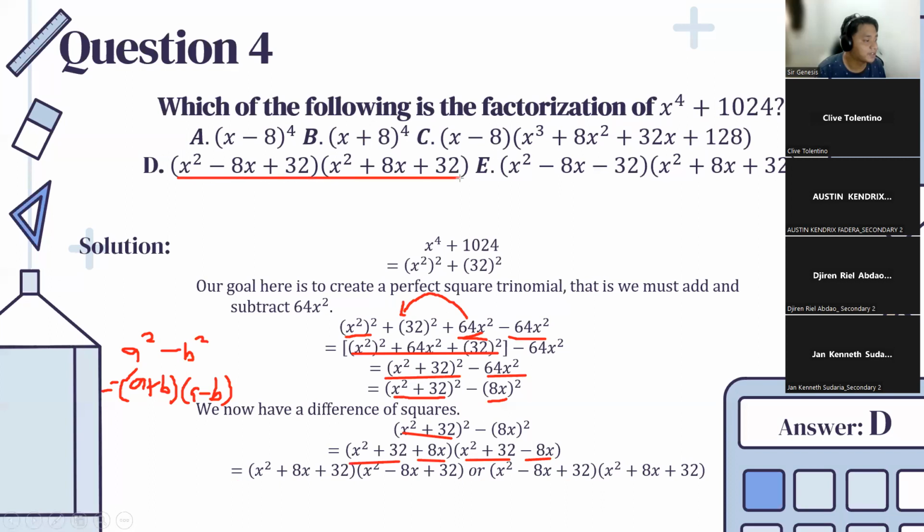x squared minus 8x plus 32 multiplied to x squared plus 8x plus 32. Okay. So next one.